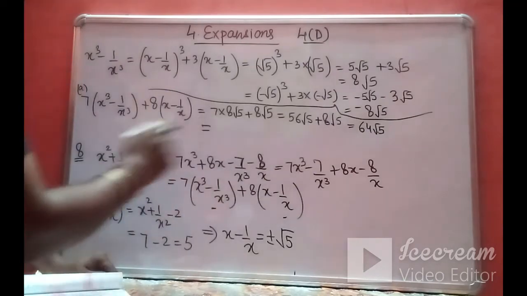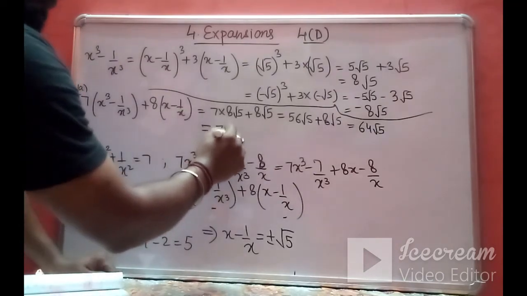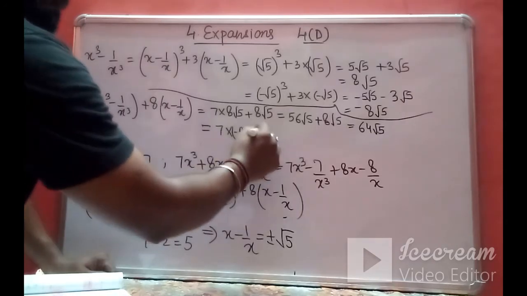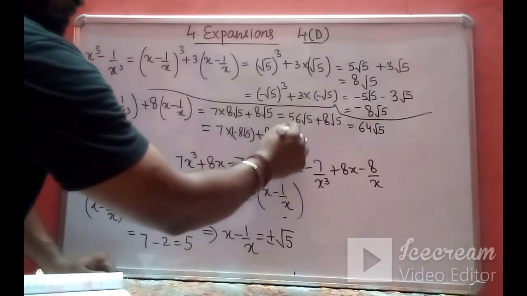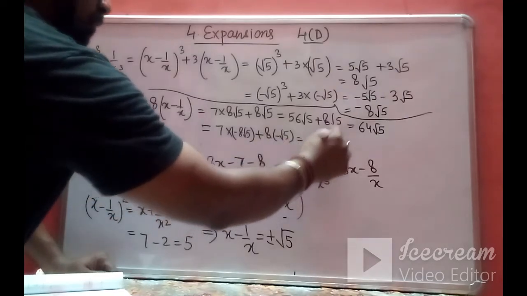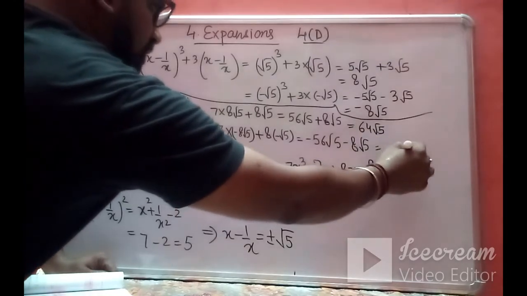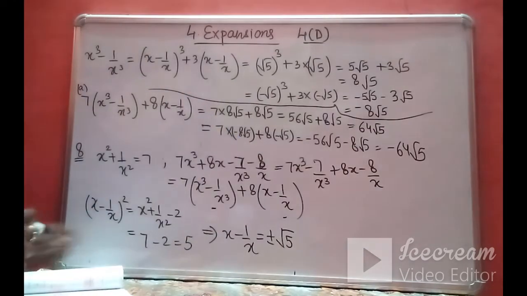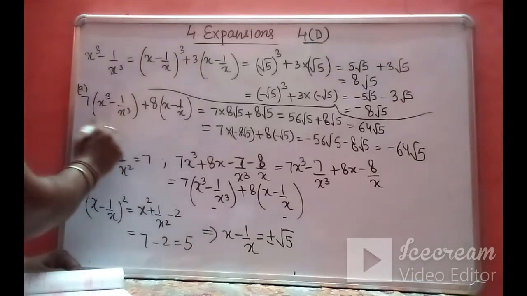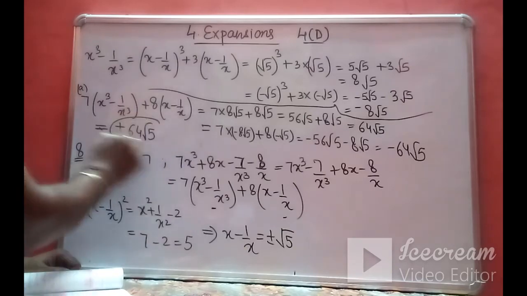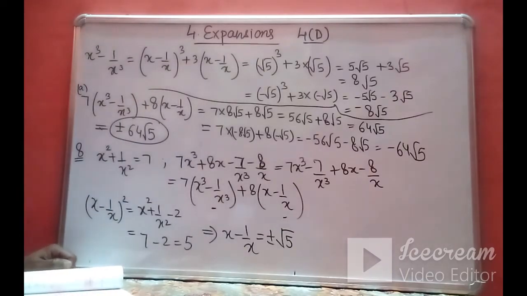Then we will put minus root 5. So it is 7 into minus 8 root 5 plus 8 into minus root 5. So minus 56 root 5 minus 8 root 5. So our answer is minus 64 root 5. Okay. So the answer for this is plus minus 64 root 5. Okay. Both the values we will take. Okay. So this is how you can solve these type of questions.